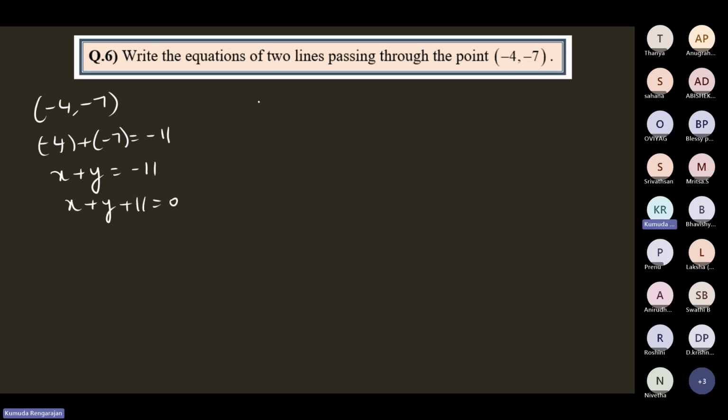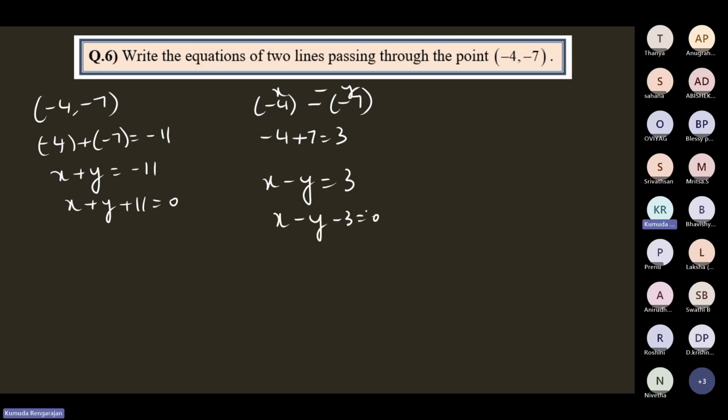Now you subtract the 2 values, -4 minus -7, which is -4 plus 7, which is 3. So when you subtract, that is x minus y, you get 3. So the equation is x minus y minus 3 is equal to 0.